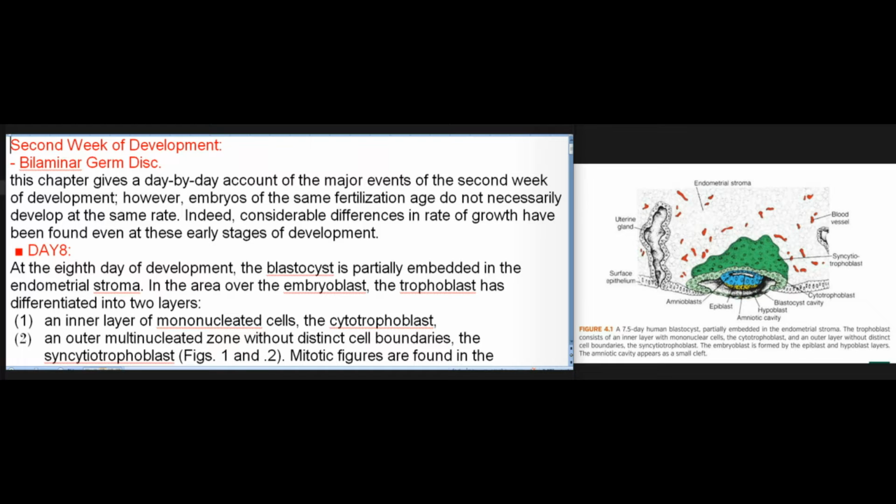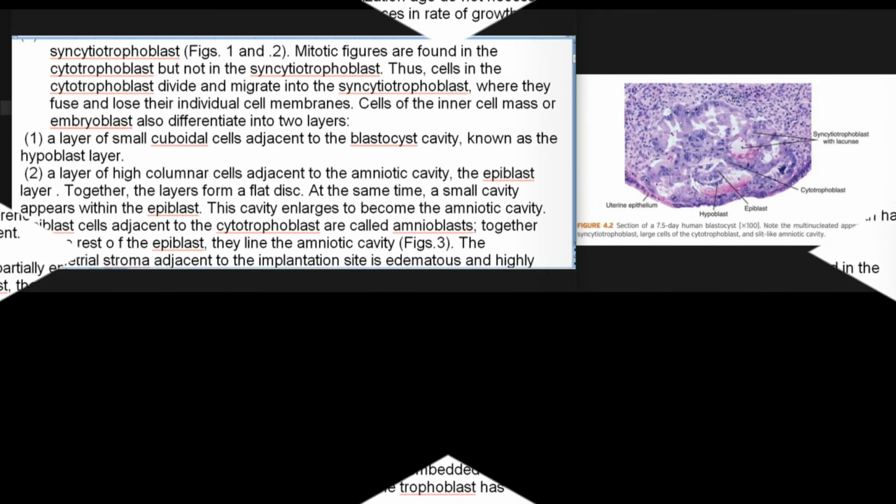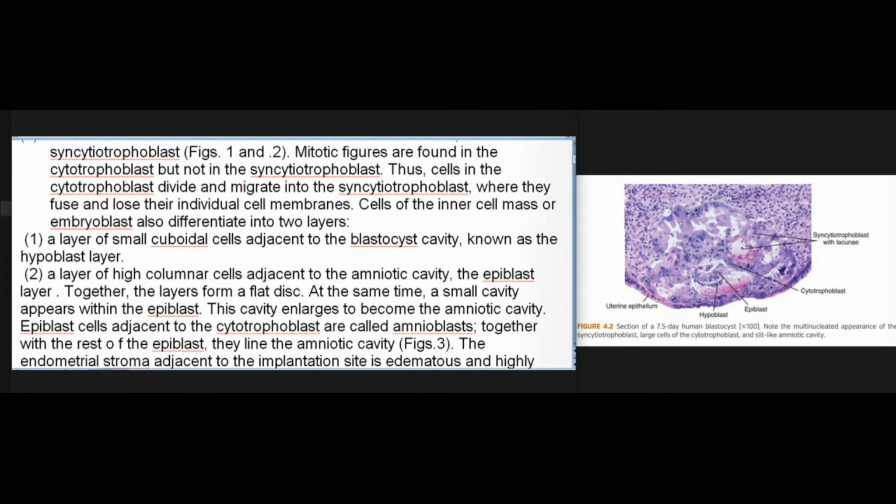Day 8. At the 8th day of development, the blastocyst is partially embedded in the endometrial stroma. In the area over the embryoblast, the trophoblast has differentiated into two layers: 1, an inner layer of mononucleated cells, the cytotrophoblast; 2, an outer multinucleated zone without distinct cell boundaries, the syncytiotrophoblast, Figs. 1 and 2. Mitotic figures are found in the cytotrophoblast but not in the syncytiotrophoblast. Thus, cells in the cytotrophoblast divide and migrate into the syncytiotrophoblast, where they fuse and lose their individual cell membranes.